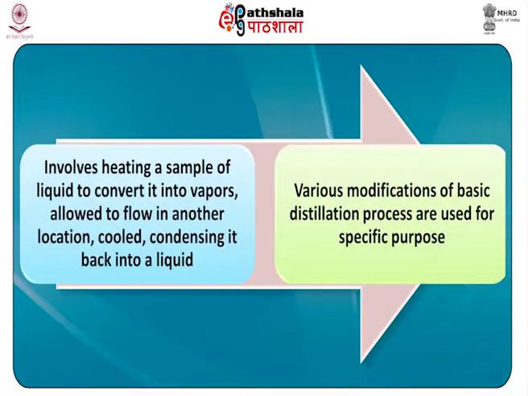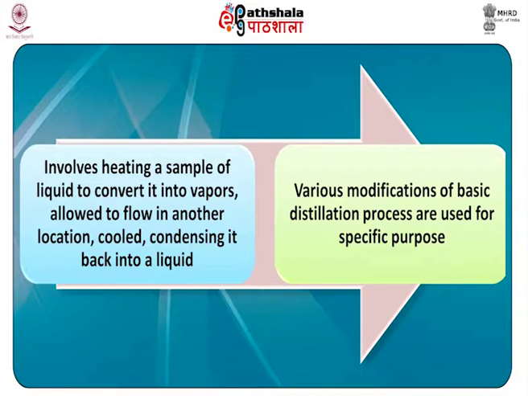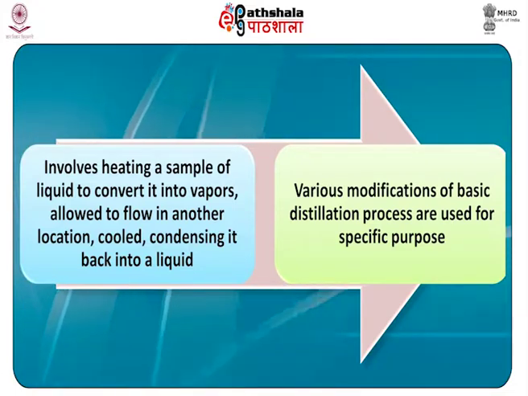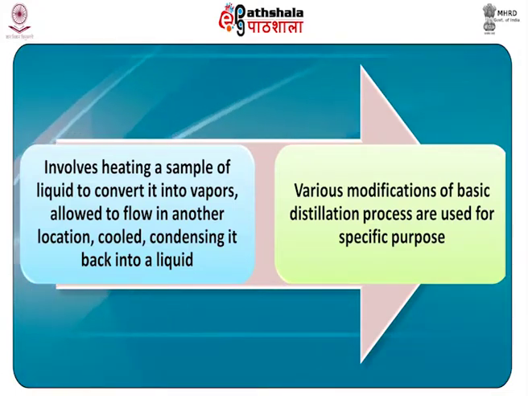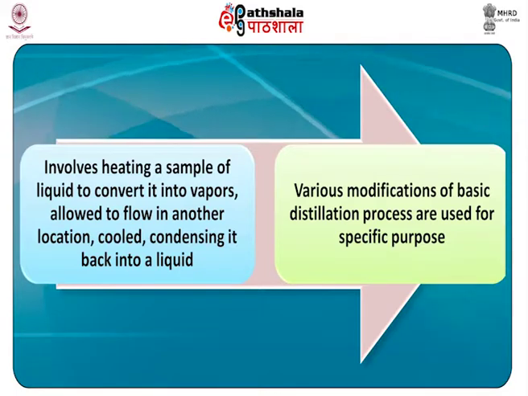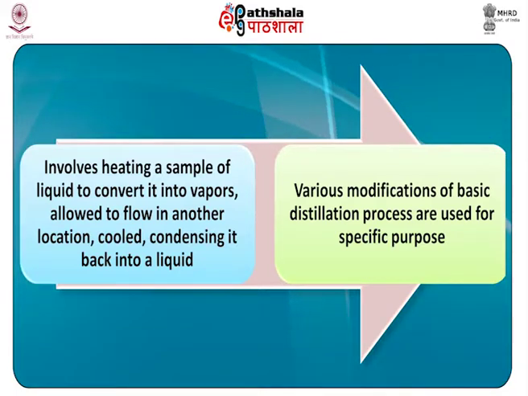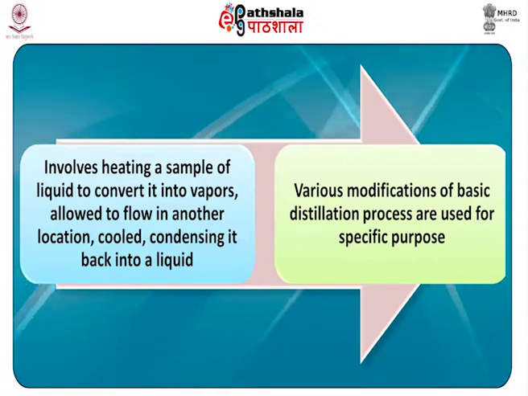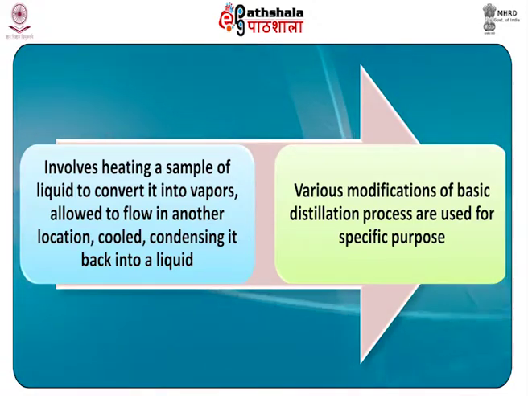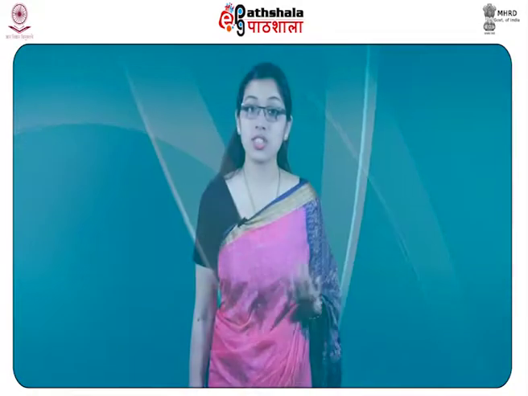Next here is distillation. The process involves heating a sample of liquid to convert it into vapors, which is then allowed to flow to another location, where it is cooled, condensing it back into a liquid. Various modifications of the basic distillation process are used for specific purposes, such as steam distillation, fractional distillation, distillation under reduced pressure, sweep co-distillation, etc.